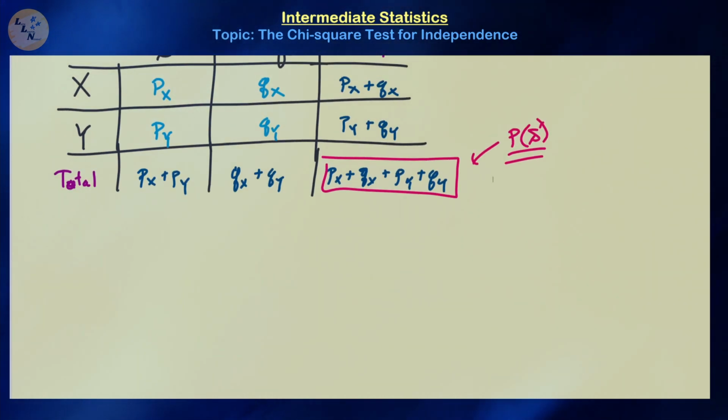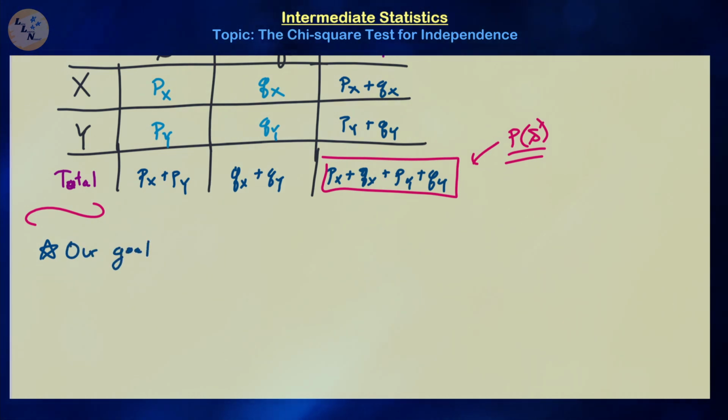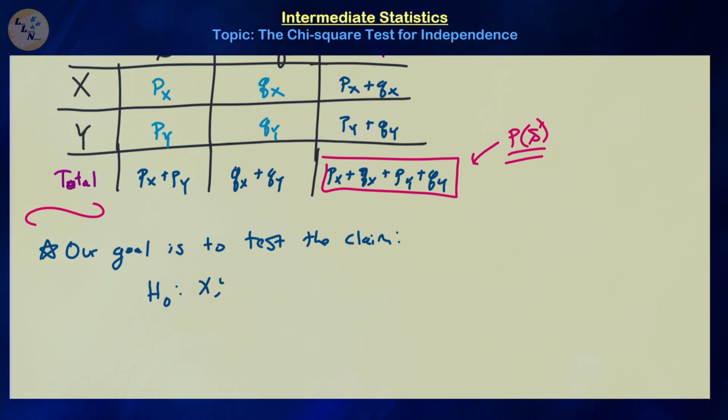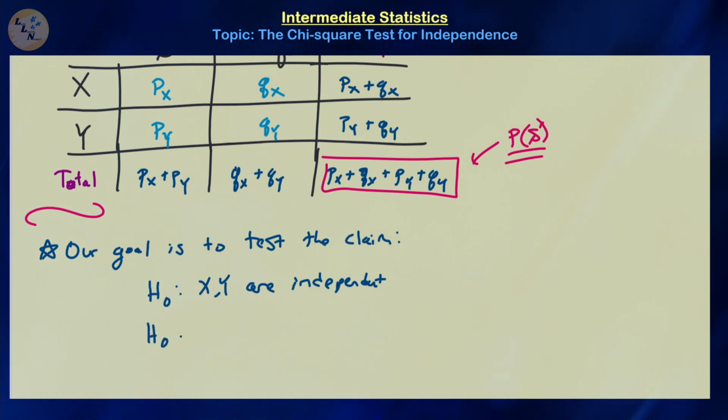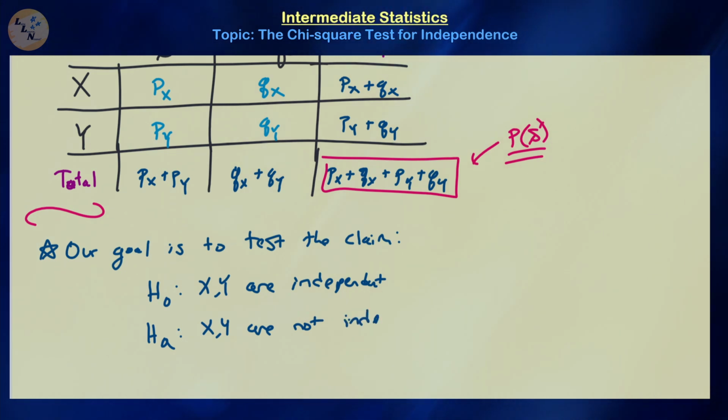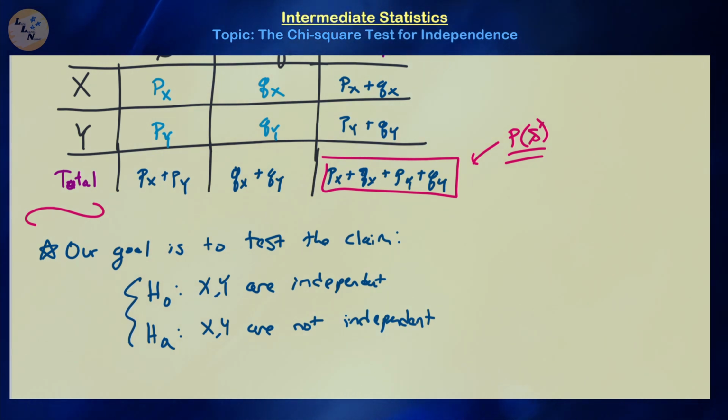So what is the goal of testing for independence? Let's phrase this from the perspective of hypotheses. So our goal is to test the claim. So what's the claim? Let's use the claim that x and y are independent, and the alternative, x and y are not independent. We don't really care about the strength of the dependence. We're just going to try and prove that they are dependent on each other regardless of direction. So that in disguise is a two-sided alternative.